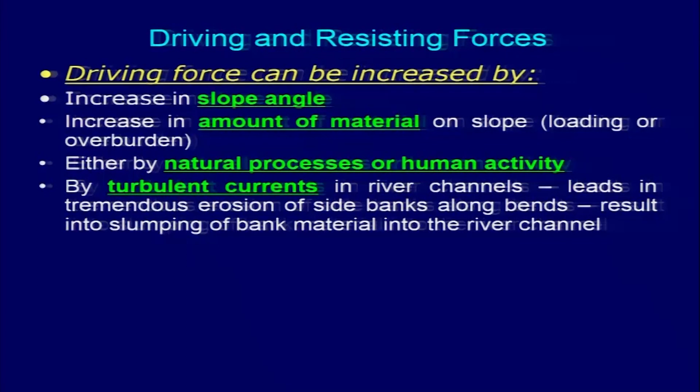Then there are turbulent currents in river channels, which will lead to tremendous erosion on the side banks along the bends. Suppose you are having a sinuous or meandering channel, then this portion will keep on eroding. If you are having a section like this, and the river is flowing, and it keeps on eroding this part, then this may collapse or it may result in a landslide.